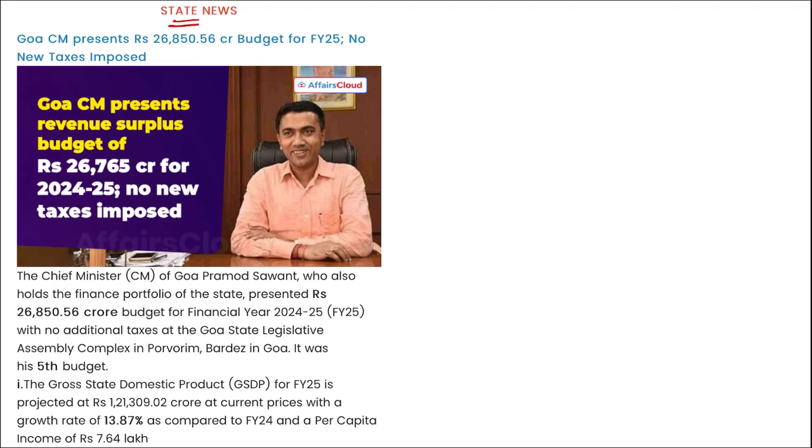Next is state news. Goa's Chief Minister has presented a budget for fiscal year 25, and the budget's worth is 26,850 crore rupees, and no new taxes have been imposed here. Right, and this was the fifth state budget of the Chief Minister of Goa, Pramod Sawant.